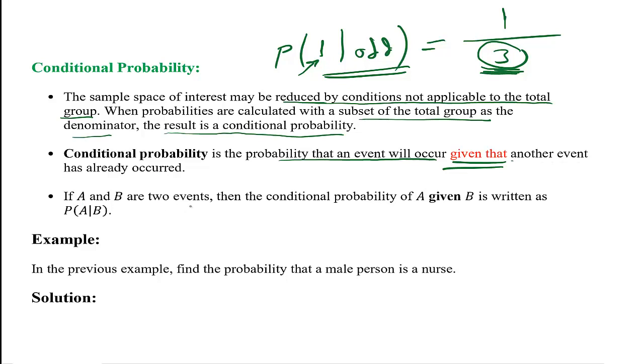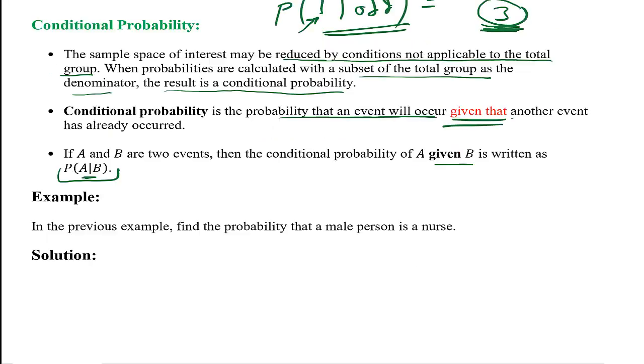If A and B are two events, then the conditional probability of event A given B is written as probability of A given B. We use this notation for the conditional probability. In the previous example, find the probability that a male person is a nurse. So this is given, this is information, and we are asking what is the probability that this male is a nurse. We write this in this way.